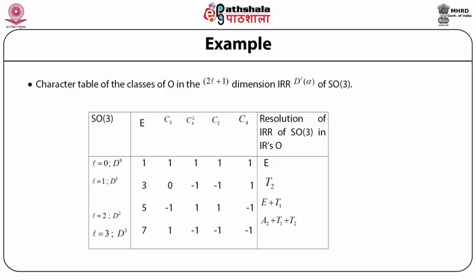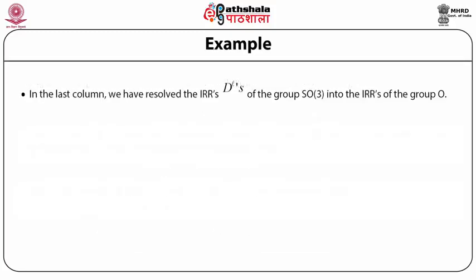And you can see that, for example, the representation D0 is equal to the representation A1 in O. So A1 is the irreducible representation of O. The irreducible representations of SO3: D0 is equal to A1, D1 is equal to T2, D2 is equal to E plus T1, D3 is equal to A2 plus T1 plus T2. So in the last column, we have resolved the irreducible representations of the group SO3 into the irreducible representations of the group O. So what do we learn from here?